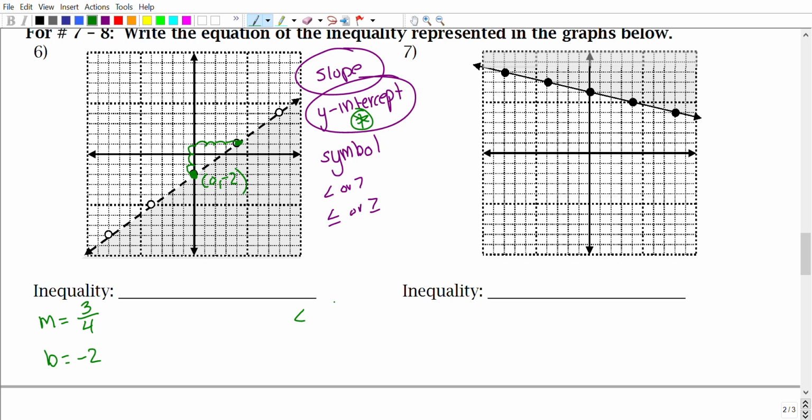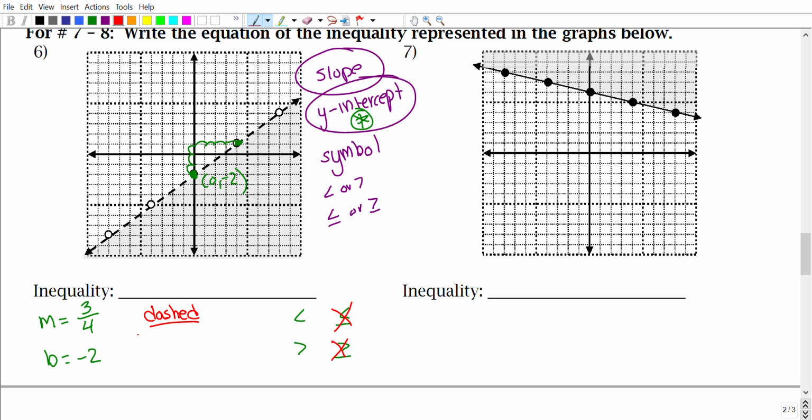Again, we have that symbol, so less than or equal to, or greater than or equal to. Now, let's figure this out. We have a dashed line, meaning which two choices are already out? Those two are out. We cannot have either of those two because they have an equal to underneath them, which means we would have had to have a solid line, but we don't. So the only ones left are less than or greater than.